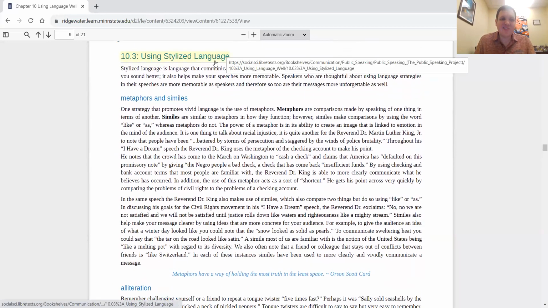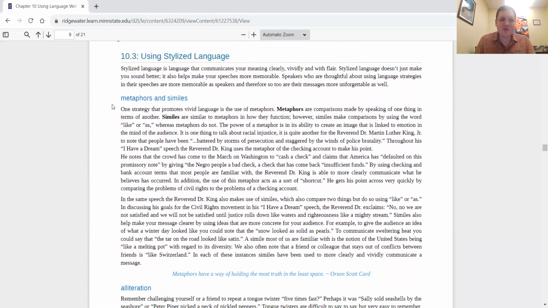Next here talks about using stylized language. So one talks about using metaphors. So they're comparisons made by speaking of one thing in terms of another. Similes are similar to metaphors and how they function. However, similes make comparison by using the word like or as, whereas metaphors don't. So it's helpful to use metaphor to convey meaning in a speech.